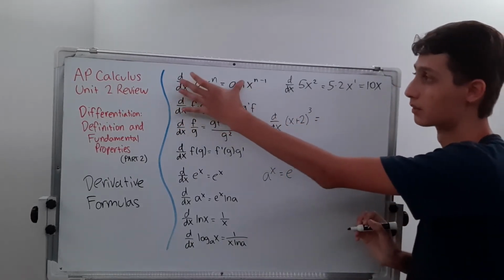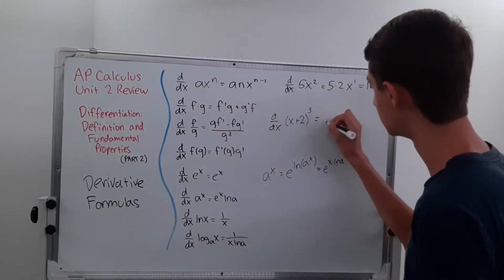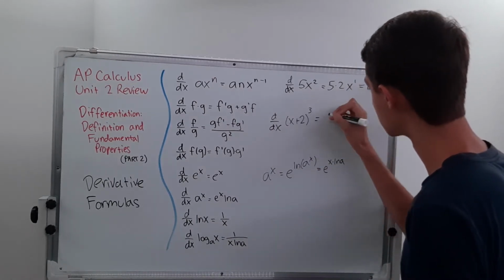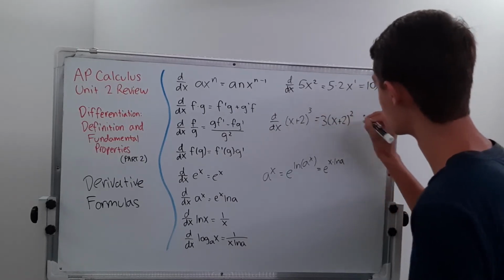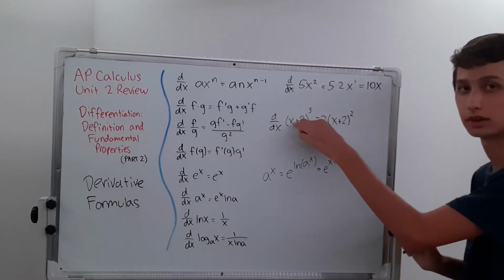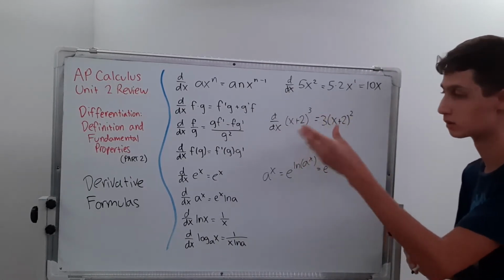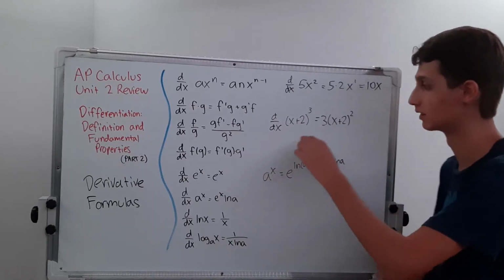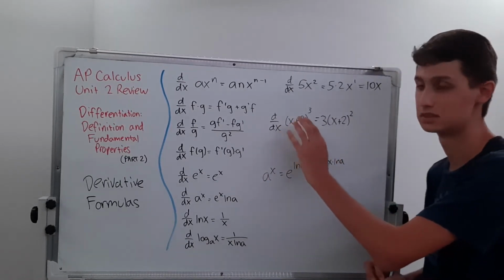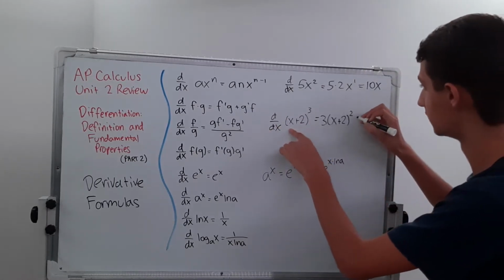This is called the power rule, what we first did up here. So this is going to be 3 times x plus 2 squared, because we hopped the 3 to the front and subtracted 1 from the exponent. There was nothing there anyway, so that's 3 times x plus 2 squared. But then we also have to multiply by g prime of x, the derivative of the inside, because g is our inside function.